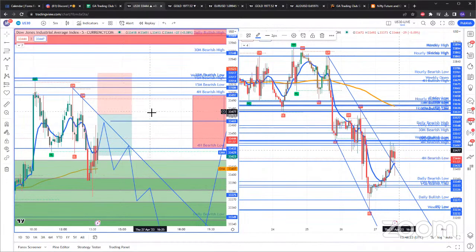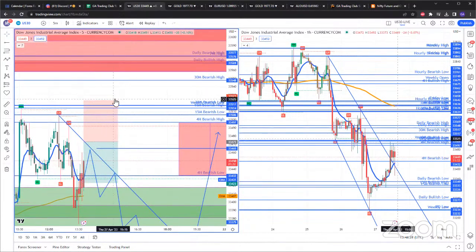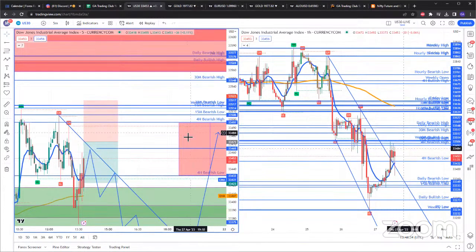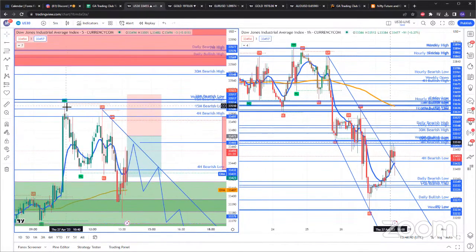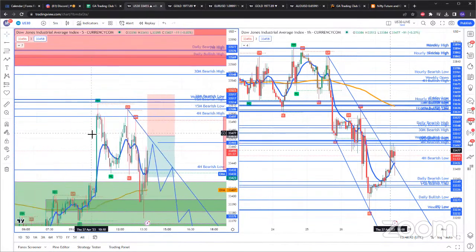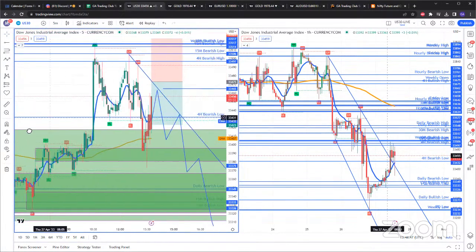Now, if price ends up reversing and possibly taking us out at stop loss right here, I would be interested to see how price will react at the weekly bullish low. But we do have a weekly bullish low here. So this weekly bullish low supersedes all of these bearish zones down here. And you can see price has been attempting to go to that weekly bullish low. So that's just an area to keep an eye on.